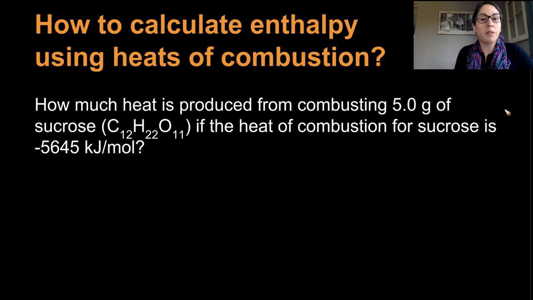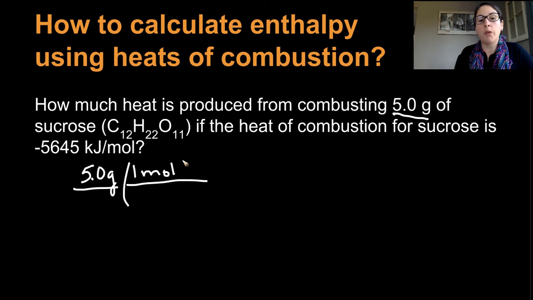It says how much heat is produced from combusting 5 grams of sucrose if the heat of combustion for sucrose is negative 5,645 kilojoules per mole. So there's a two-step process to this. The first is we have to go from grams to moles of sucrose, and then we're going to go from moles to kilojoules to find out the amount of energy. So I take my 5 grams of sucrose, and for every 1 mole of sucrose, I add up the molar mass. I already did this, and you get 342 grams. So that is the molar mass.